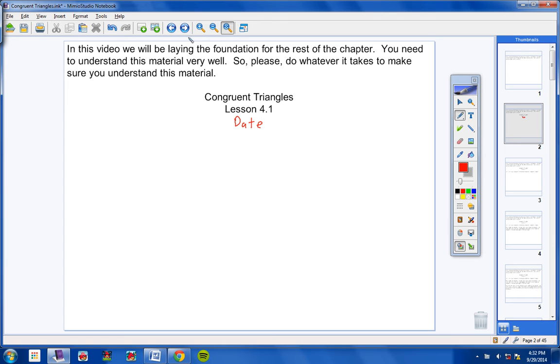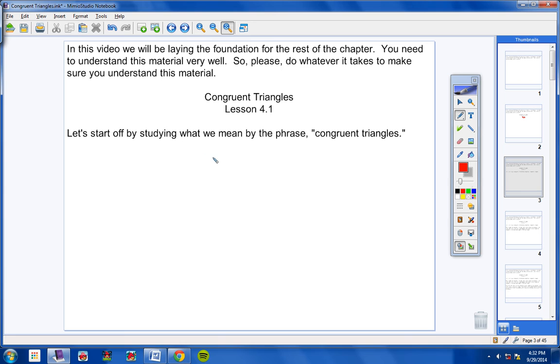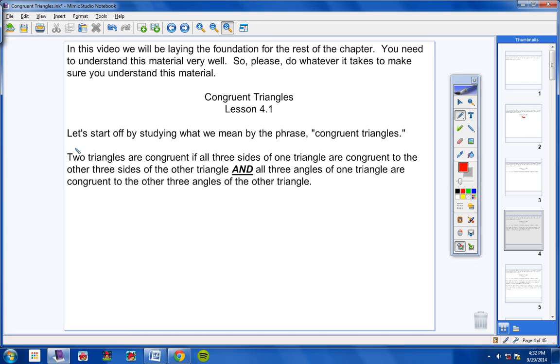All right. Now, here we go. Let's start off by studying what we mean by the phrase congruent triangles. Okay. Congruent triangles. Now, copy this in your notes. Here it comes. Copy this down. I'll pause for a second while you copy this down.